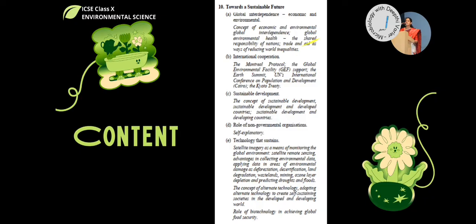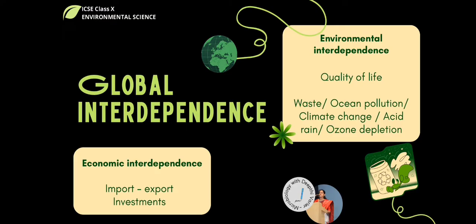We'll look at the global interdependence, how countries are dependent on each other both economically as well as environmentally. We'll see the different cooperation movements and conferences and treaties that have actually helped in ensuring a good environmental quality. We'll talk about sustainable development and how it affects the developed and developing countries, the role of non-governmental organizations in achieving sustainability, and some technologies which can actually help in achieving a sustainable future. So this is what is present in your unit.